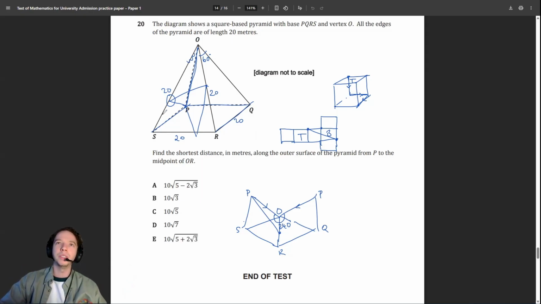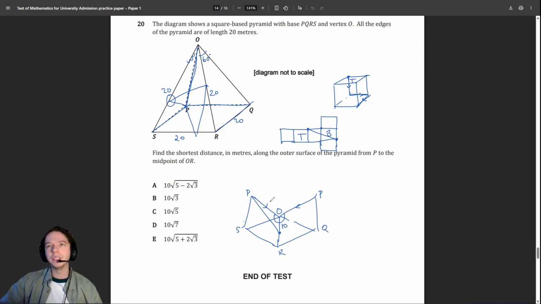Like the angle between the triangular faces of the pyramid is rather small versus the angles between the base and the triangle faces. So yeah, okay, we just need to basically figure out this distance. I'm working inside this quadrilateral.